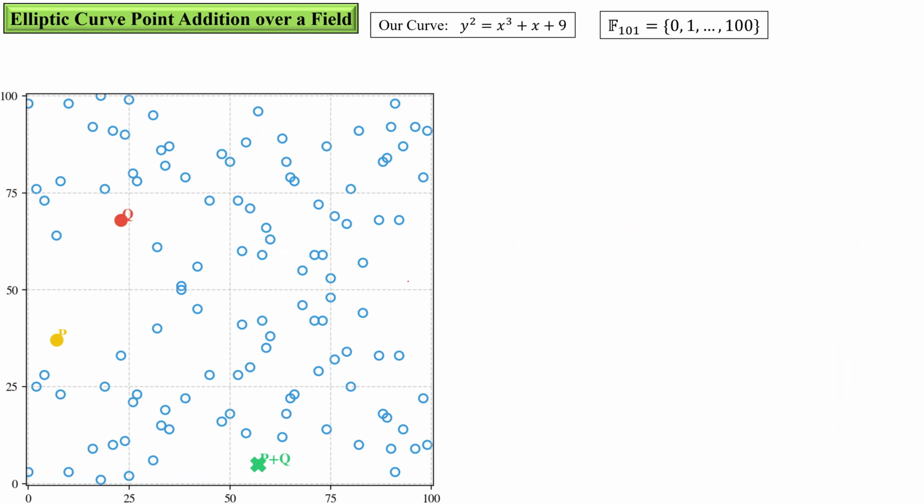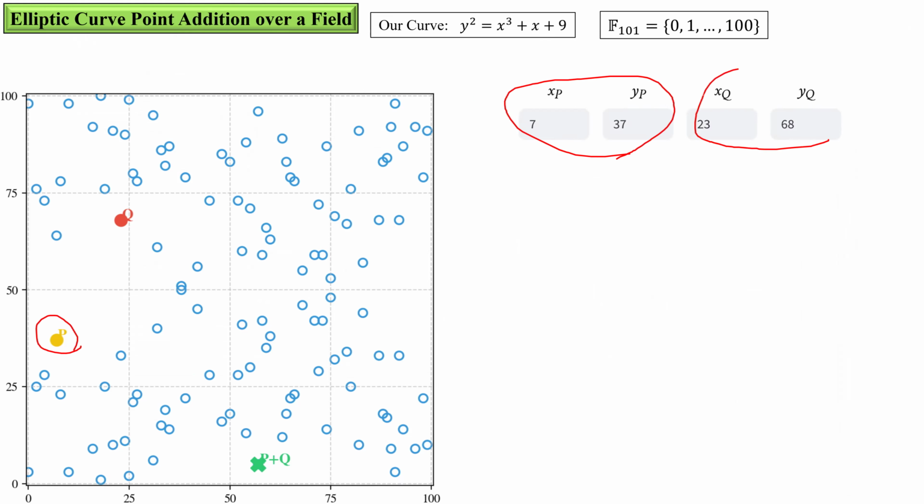Okay, now we want to discuss point addition and scalar multiplication. Building on the previous discussion of the continuous-form elliptic curve, here in the discrete form, let's see what point addition means. We have two points picked from the valid points: x of P equals 7 and y of P equals 37, which is this point, and the point Q, 23 and 68, which is this point.